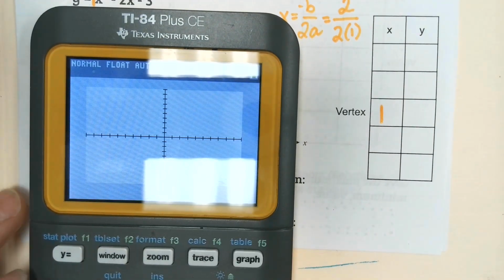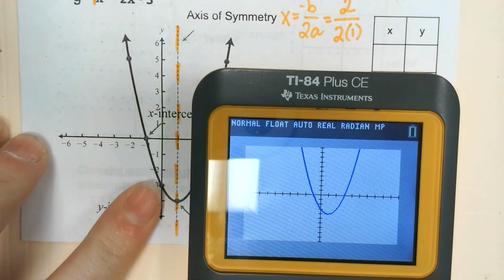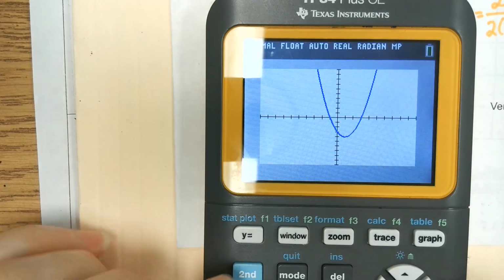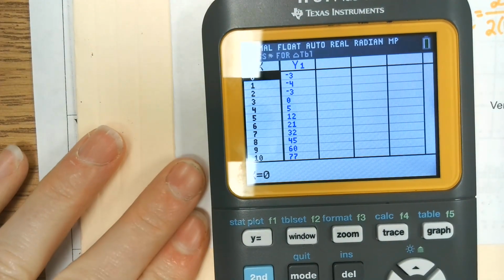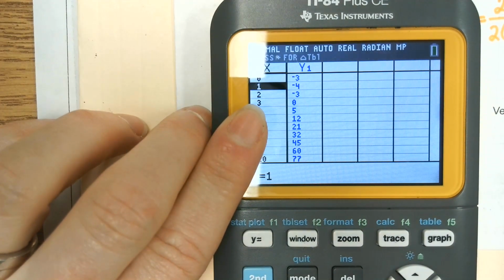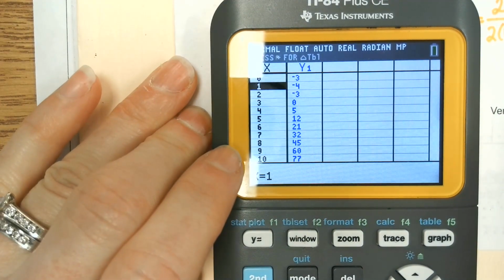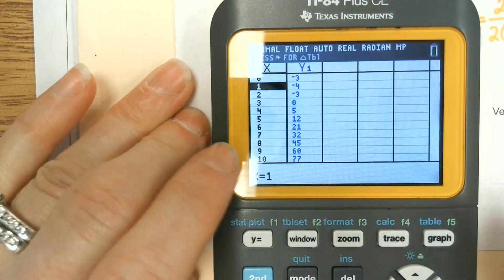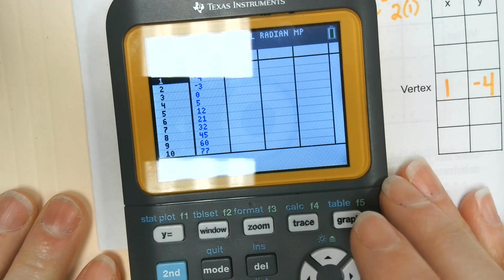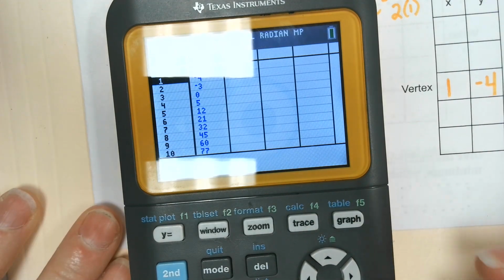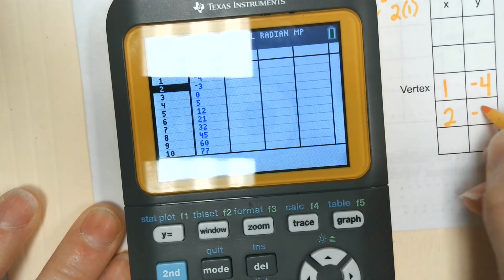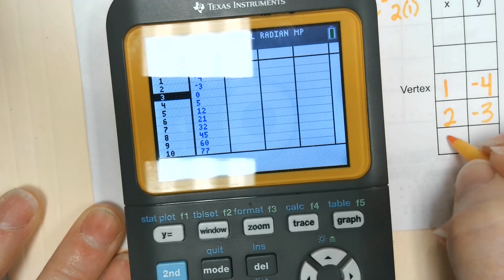Okay, we hit graph. We already know what it looks like, right? But we want to go to the table now. So hit second graph for the table. We're going to go to our vertex. 1, write the match. 1, negative 4. And then we are going to go up to the next one. So 2, negative 3, and 3, 0.